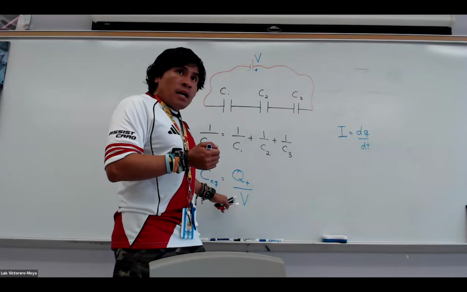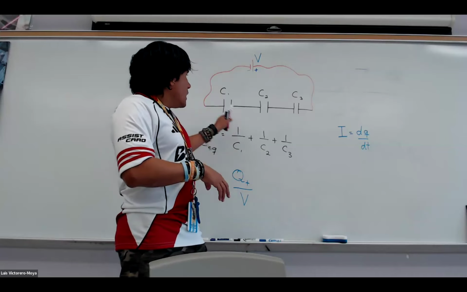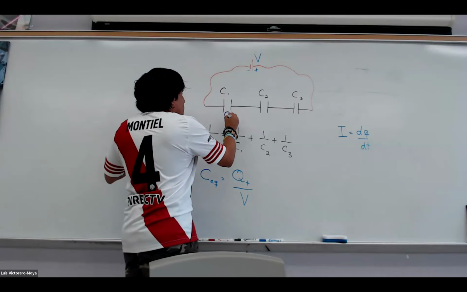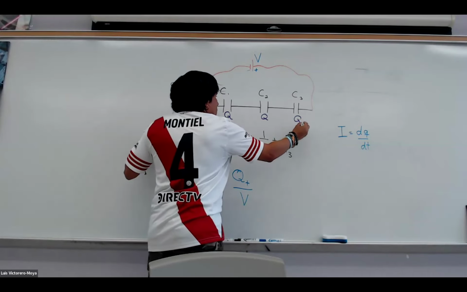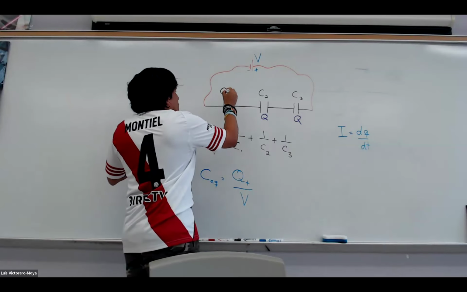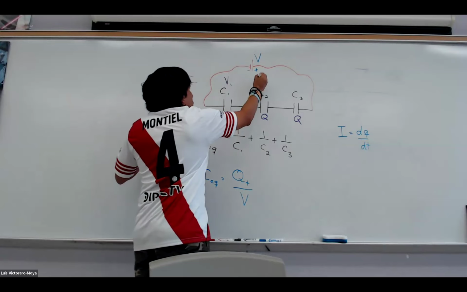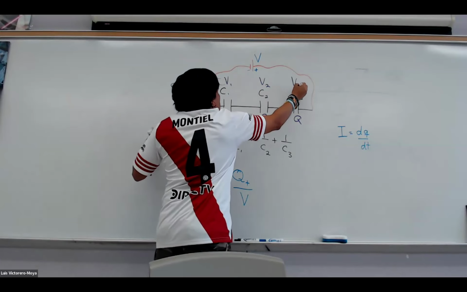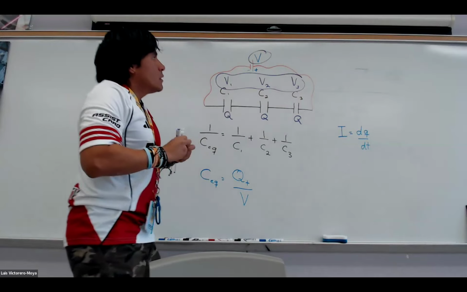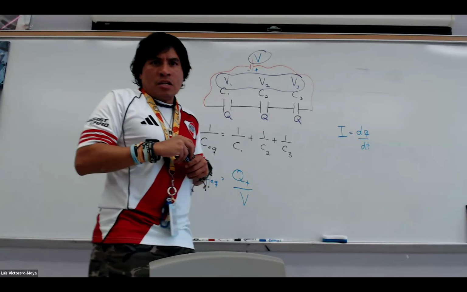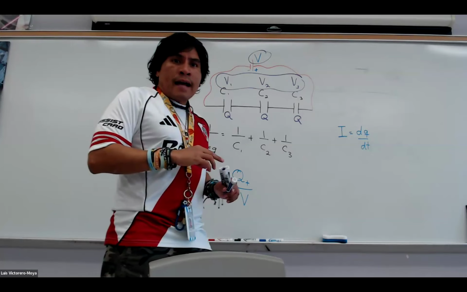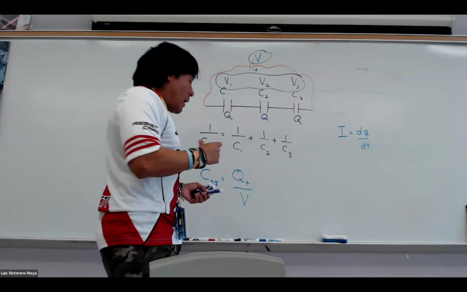So that's how you find the equivalent capacitor for series. And if all of them have the same Q, what's different is the voltage. So Q, V1, V2, V3, and if you add all of this, you get V. Think of it as a conservation of energy for the voltage, okay? Something similar will be discussed with resistors in another lab.